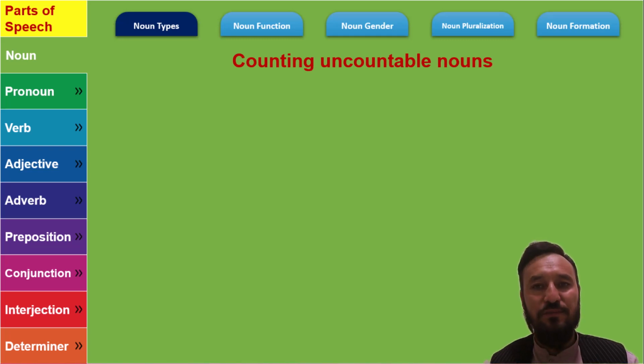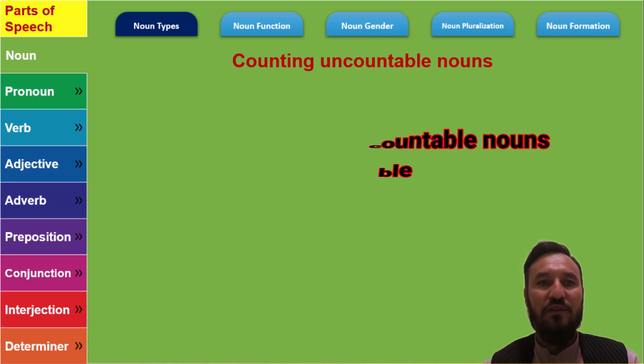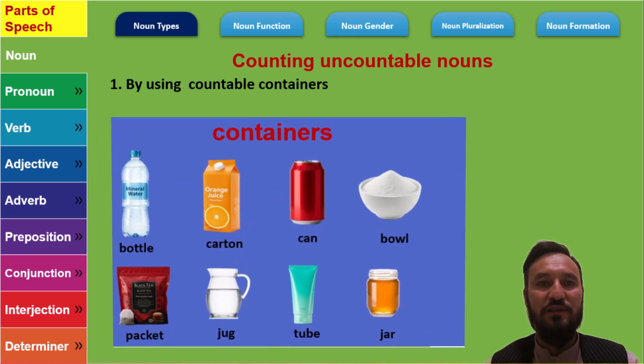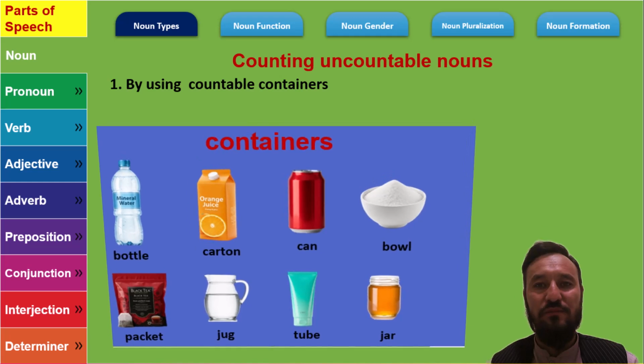To solve this problem, we need to make uncountable nouns countable. In this video, I will explain the different ways of making uncountable nouns countable. So, please watch this video until the end. The first way of making uncountable nouns countable is by using countable containers before them. The container acts as a specific item that we can count.